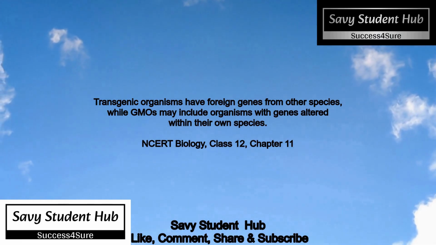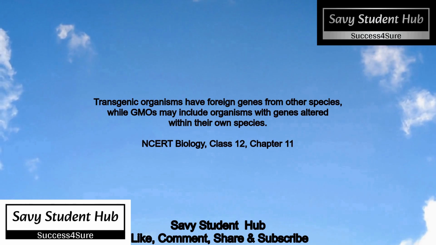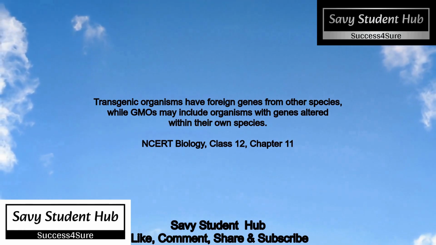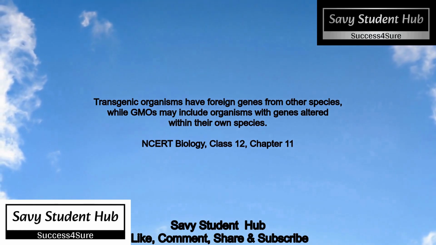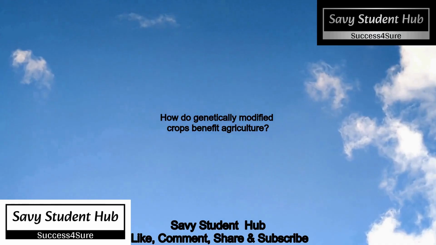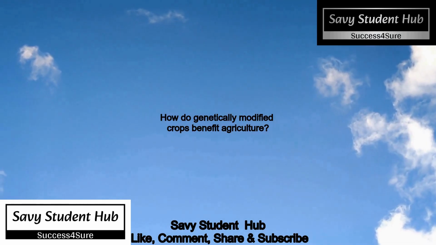Transgenic organisms have foreign genes from other species, while GMOs may include organisms with genes altered within their own species. How do genetically modified crops benefit agriculture?